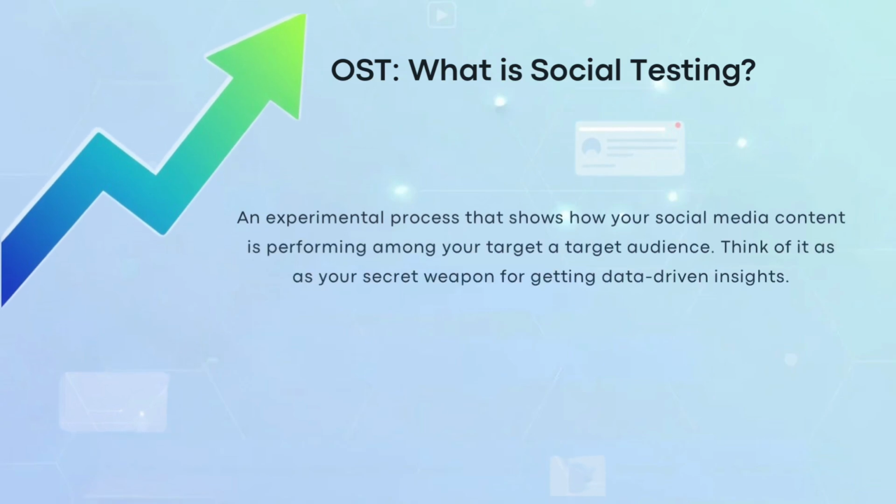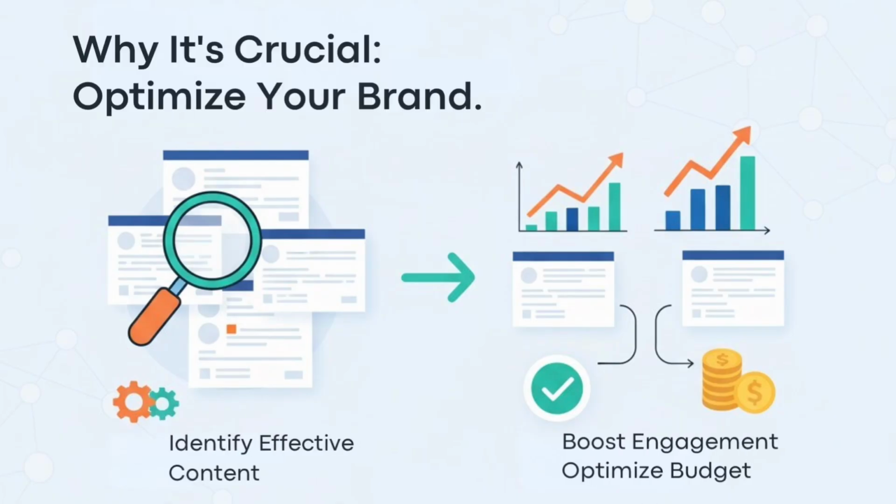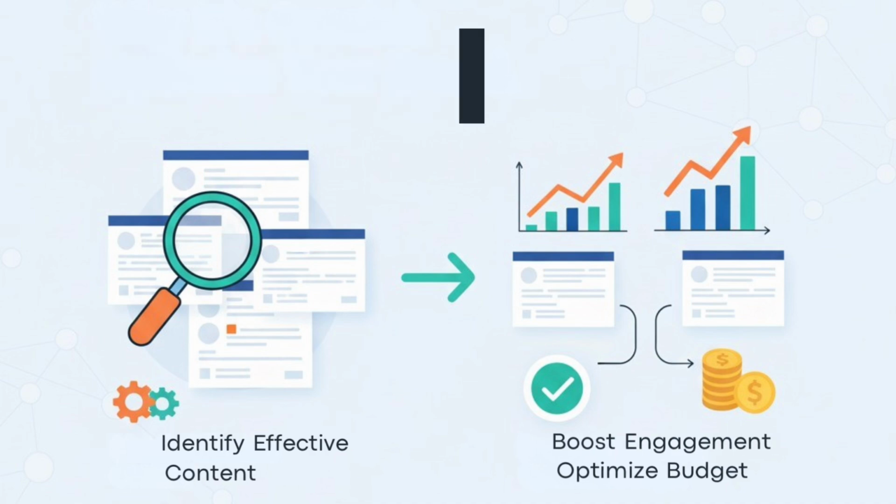Simply put, social testing is an experimental process that shows how your social media content is performing among your target audience. Think of it as your secret weapon for getting data-driven insights. Why is it so important? Because it tells you what's working and what's not. It helps you determine which content is most effective, which posts your audience engages with most, and ultimately, how to best allocate your marketing budget toward those effective posts.